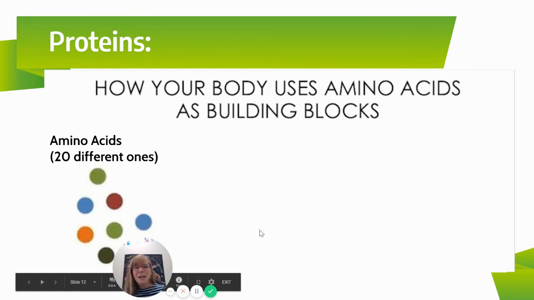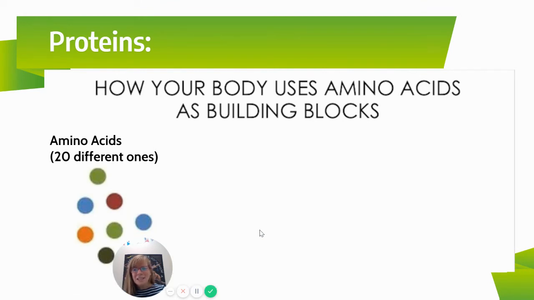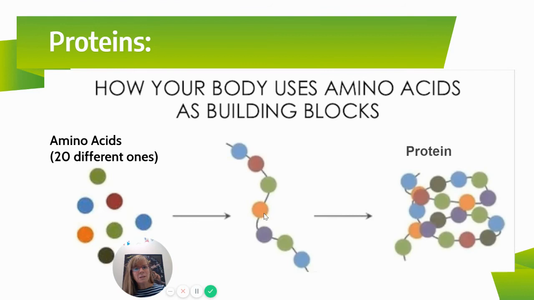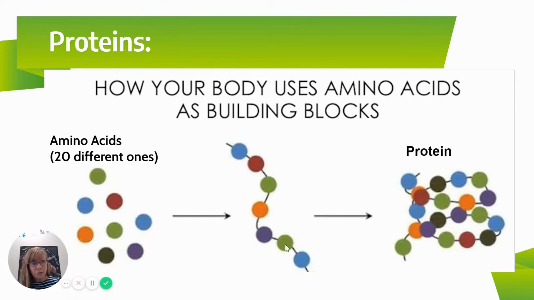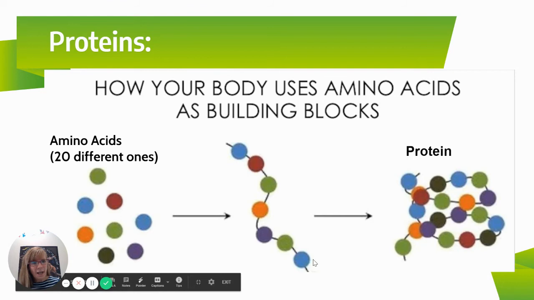Then how does your body use these amino acids? You don't specifically eat that protein. You don't need to eat hair and nails to get the protein to make hair and nails, right? That'd be gross. So instead, we have these building blocks of amino acids that when put together make this protein.